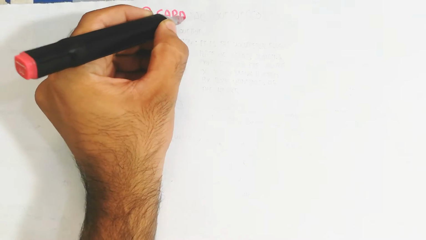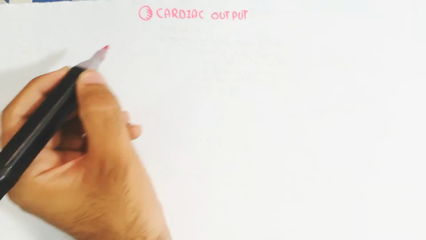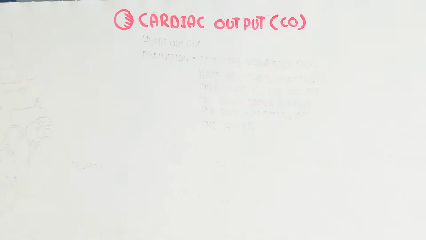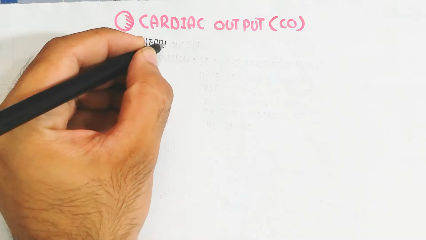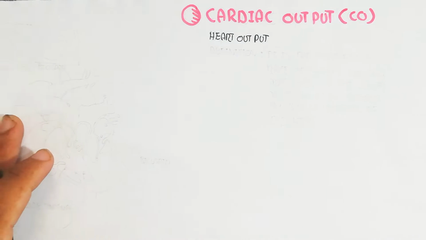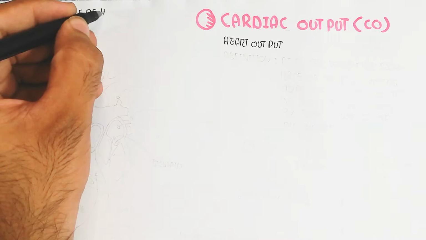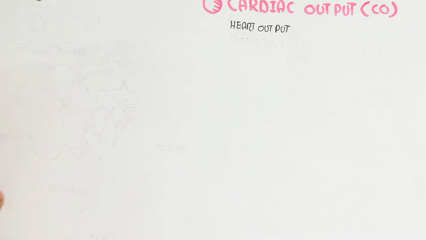Hello, in this video we will discuss the cardiac output. It is denoted by CO. So heart output means the cardiac output. So what is cardiac output? We will discuss it in this video.